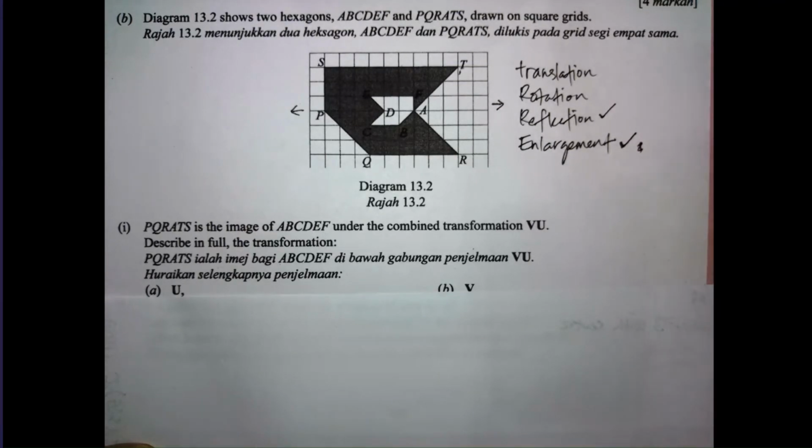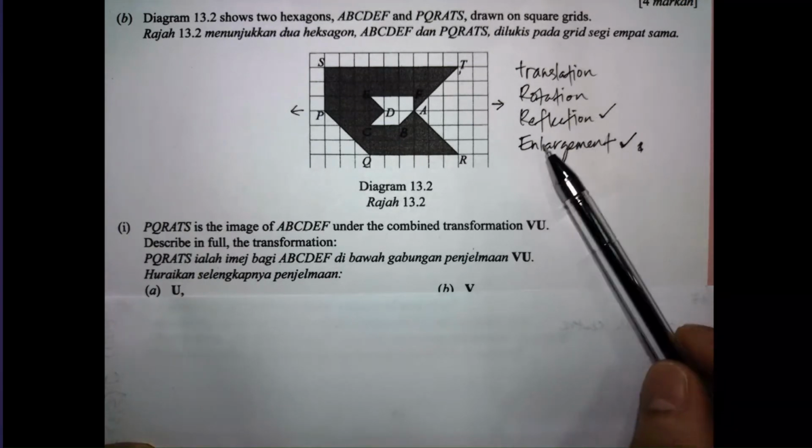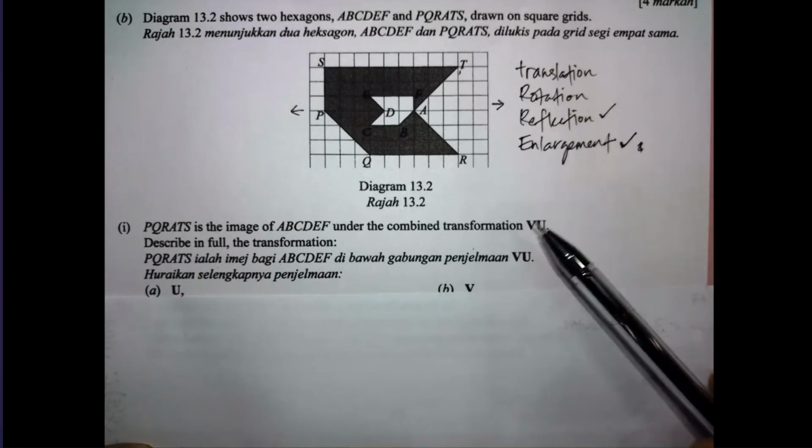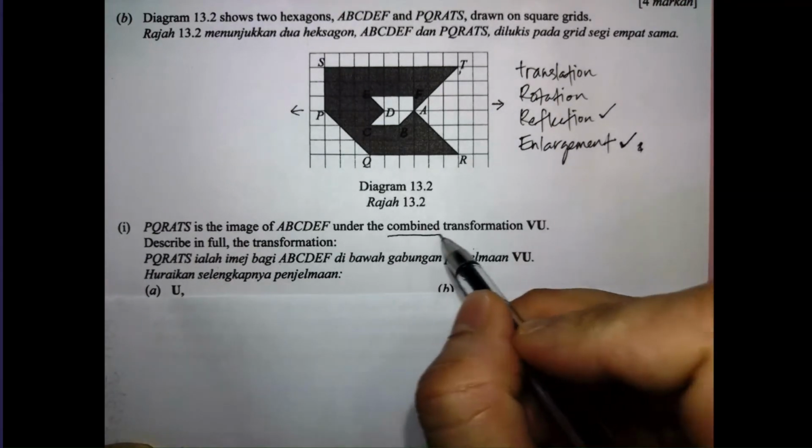Only things after reflecting in a mirror will become opposite in direction. Let's say you are looking into your mirror, you can see your left hand will become your right hand, and your right hand will become your left hand. So they become opposite directions. So now we know already there are enlargement and reflection involved in these combined transformations of VU.